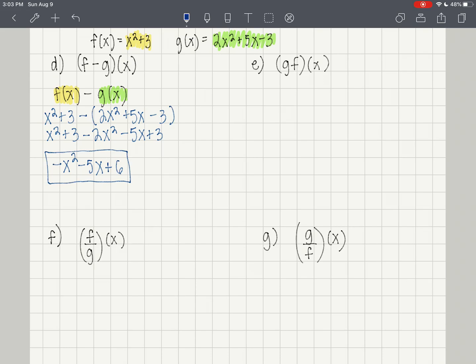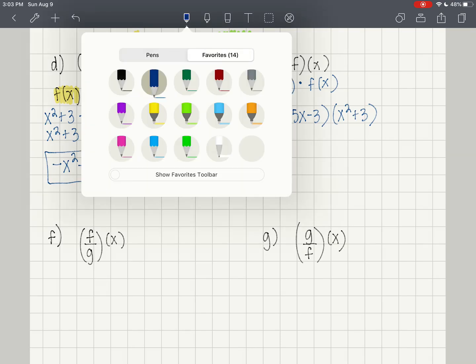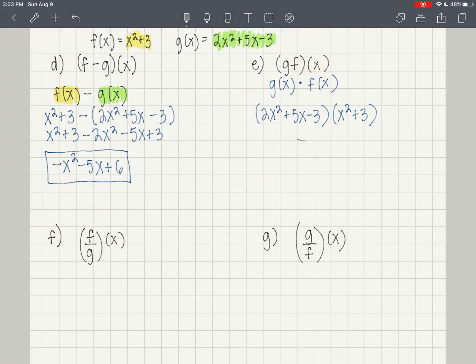G times f of x means g of x times f of x. So we're going to take all of 2x squared plus 5x minus 3, and we're going to multiply it by x squared plus 3. Now you can do double distribution. You might have learned it that way. I like to use boxes, what we call an array.